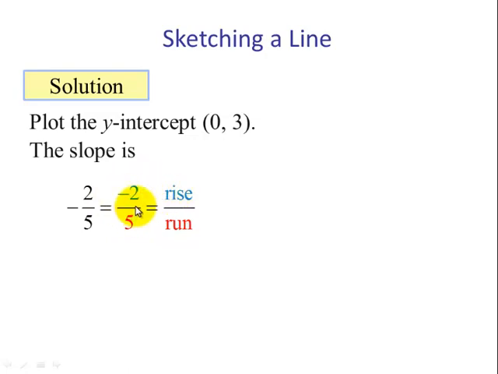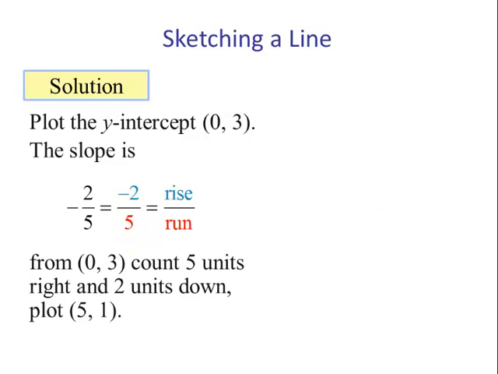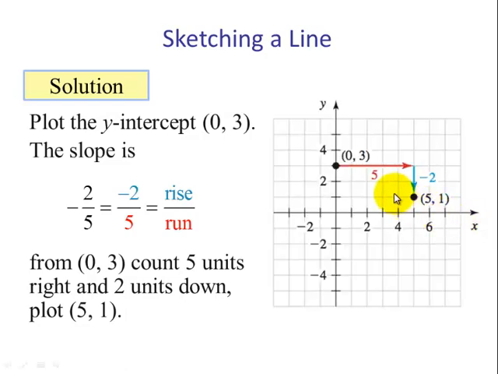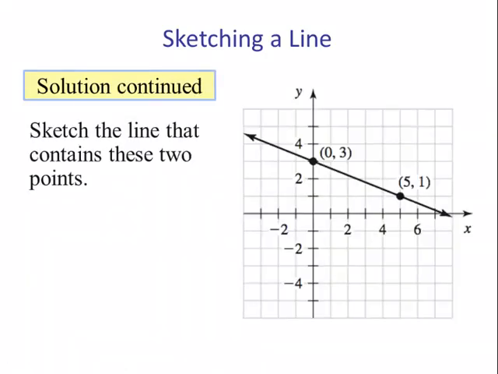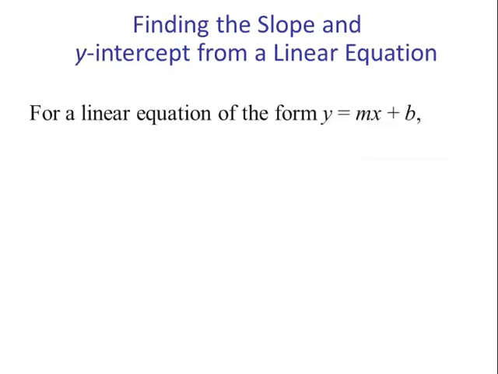So the rise is -2, the run is a +5. So this means we're going to go down 2 and we're going to go to the right 5. So from 0, 3, we're going to count 5 to the right and down 2 units and plot 5, 1. So here's the y-intercept, 0, 3. So we're going to run a +5 and we're going to rise a -2. Then we're going to sketch the line that contains these 2 points, and we have the line.